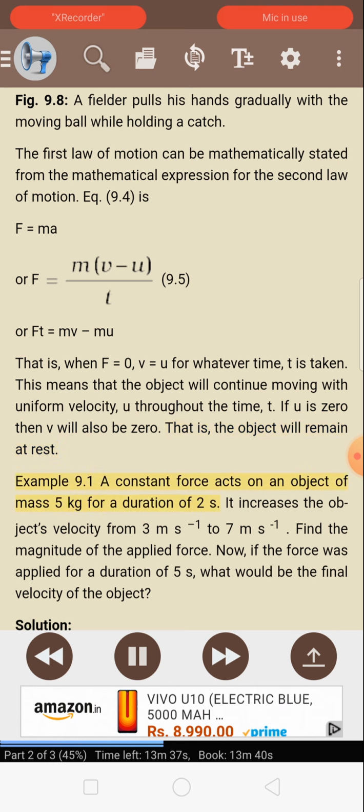Example 9.1. A constant force acts on an object of mass 5 kilograms for a duration of 2 s. It increases the object's velocity from 3 m s^-1 to 7 m s^-1. Find the magnitude of the applied force. Now, if the force was applied for a duration of 5 s, what would be the final velocity of the object?